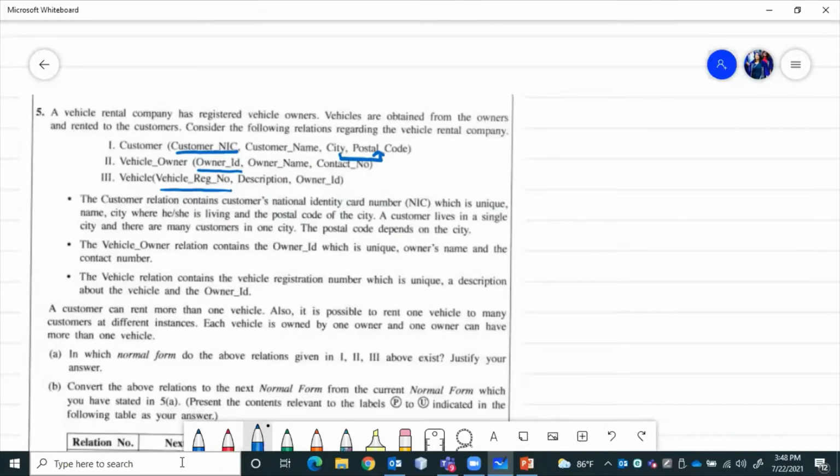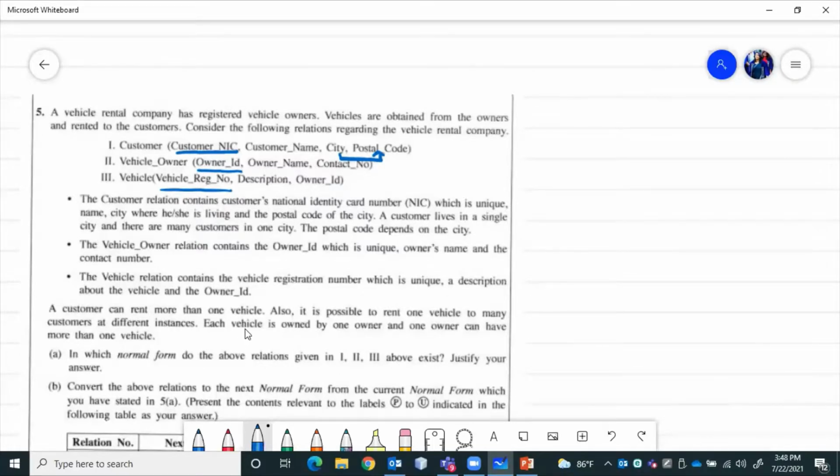Now, a customer can rent more than one vehicle. Why have they given these things? Because you're supposed to draw the ER diagram. I'm not going to do that today. That's why they have given this additional information. Also, it is possible to rent one vehicle to many customers at different instances. Each vehicle is owned by one owner and one owner can have more than one vehicle. These are the one-to-many things.